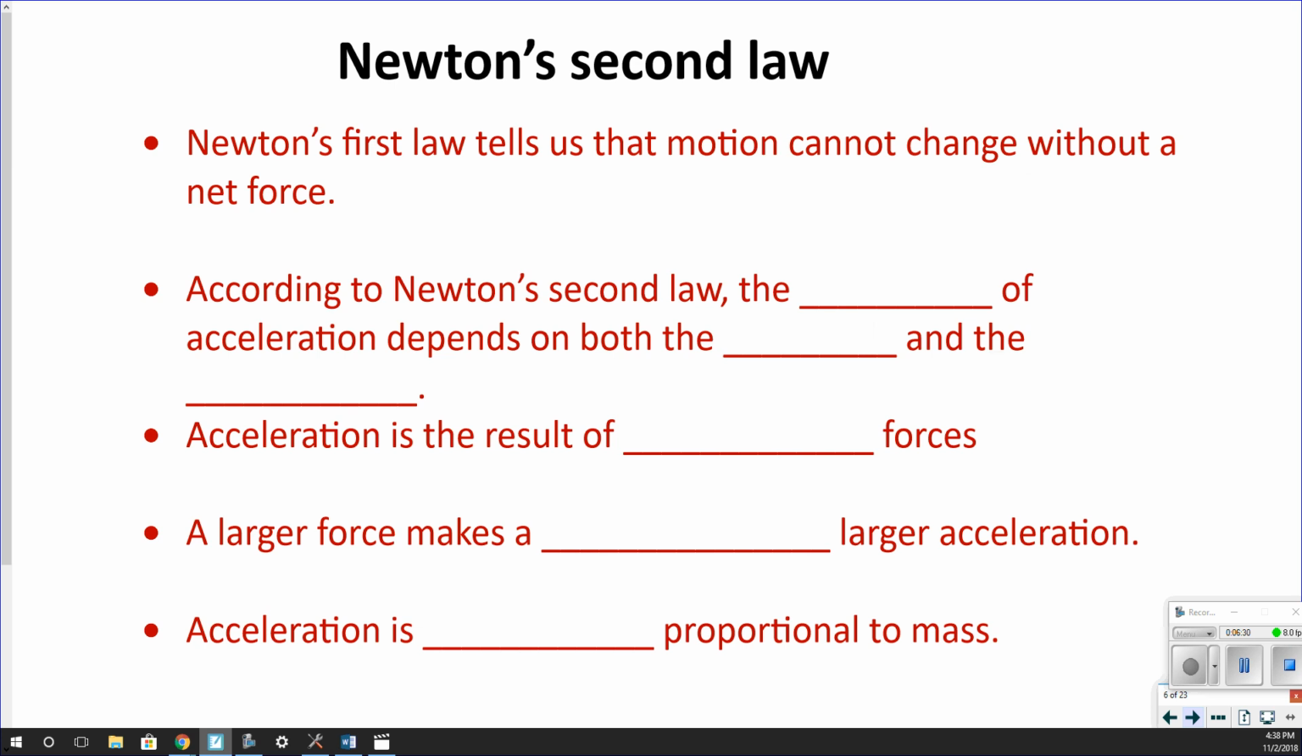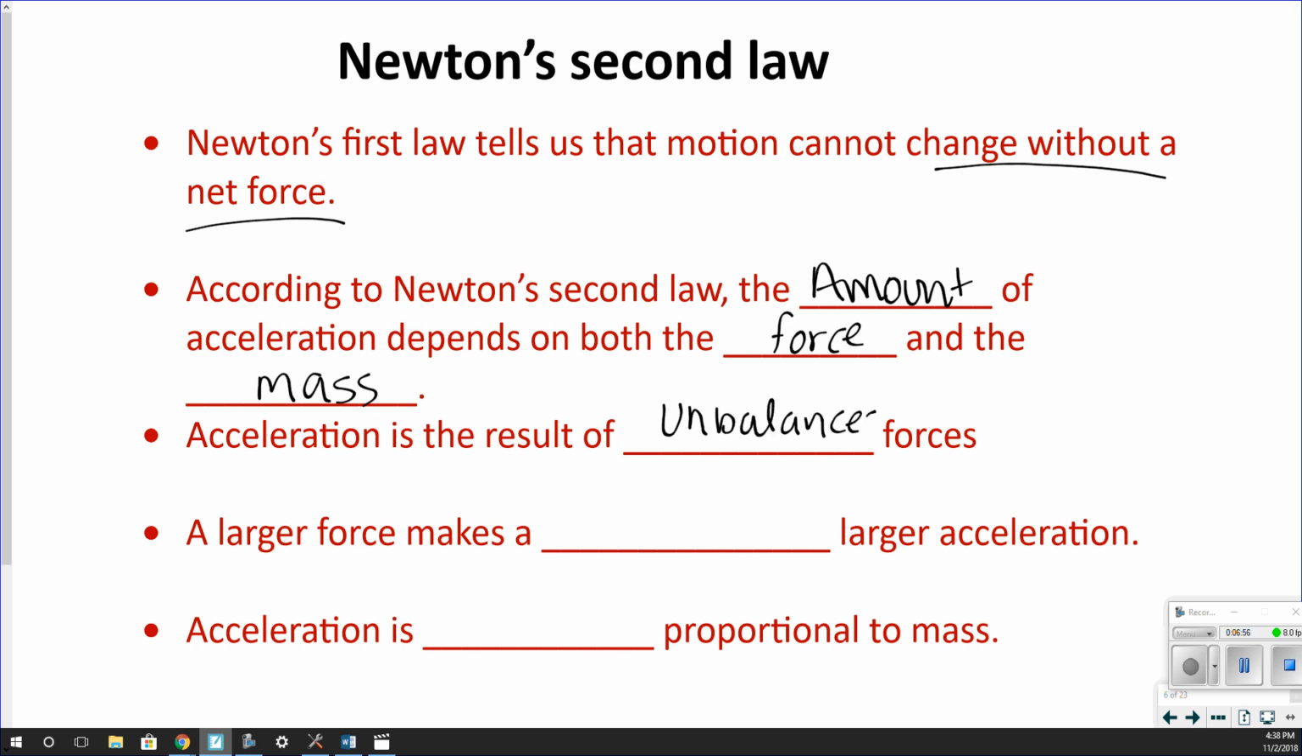Moving on to Newton's second law. So Newton's first law tells us that motion cannot change without a net force. According to Newton's second law, we're just going to add on to that. The amount of acceleration depends on both the force and the mass. Acceleration is the result of unbalanced forces.